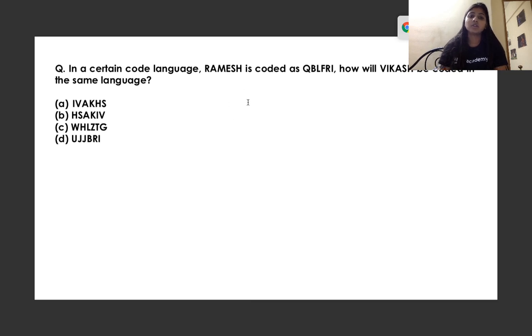Next one. In a certain code language, Ramesh is coded as QBLFRI. How will Vikas be coded in the same language?